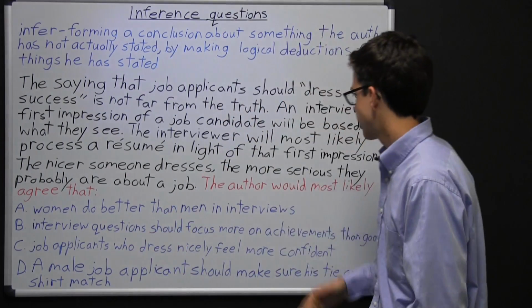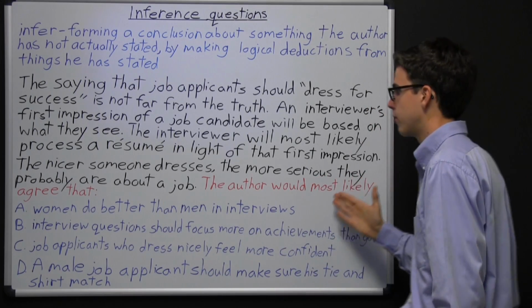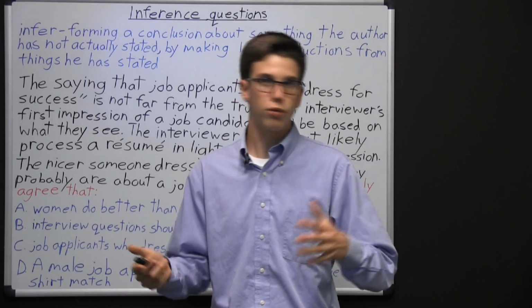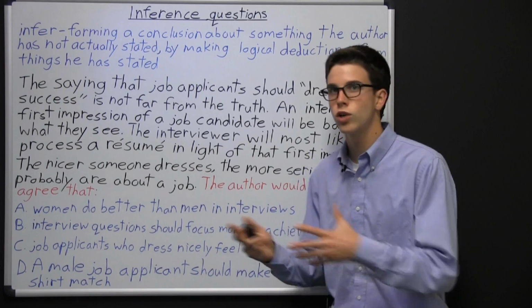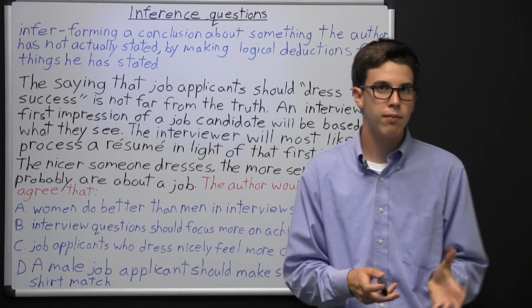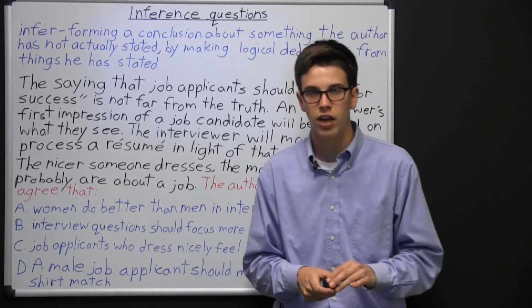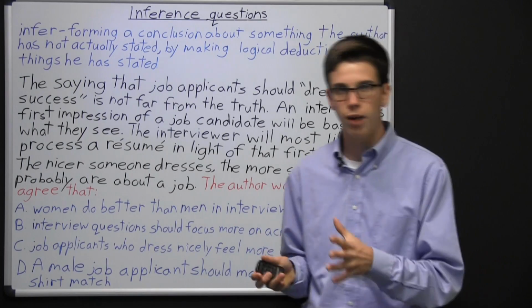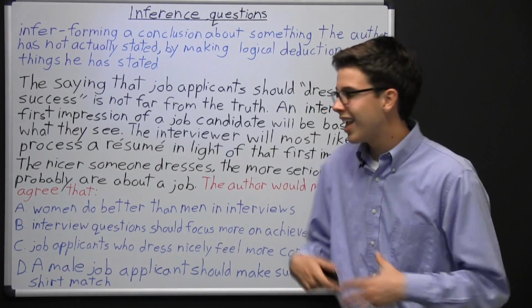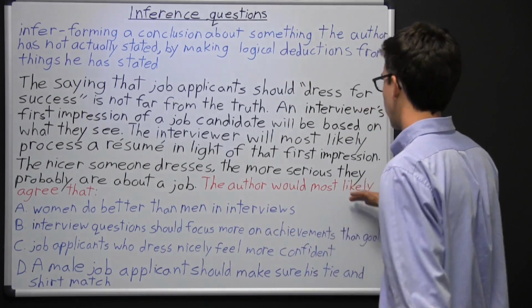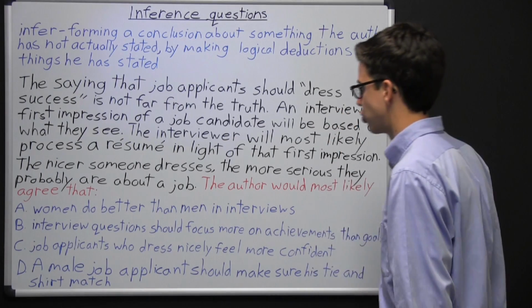And so a lot of times the question will be something like the author would most likely agree that, or the researchers would most likely concur with which one of the following, or the argument most strongly supports which one of the following, or which one of the following can be properly inferred from the passage above. Any of those are all relating to this same core question. What can you infer from this passage?